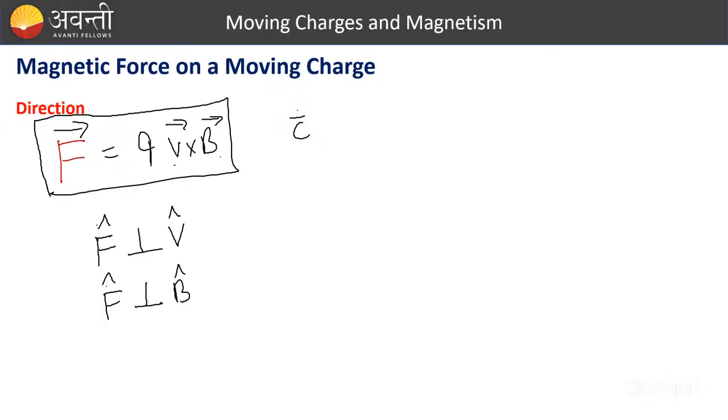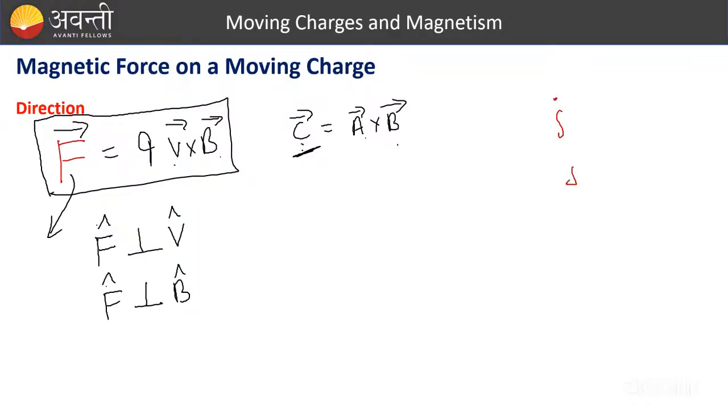If you write C vector is equal to A cross B, what does it mean? It means that vector C is perpendicular to A, and vector C is perpendicular to B. So this is how we calculate the cross product, right? So here this force will be perpendicular to velocity, and this force will be perpendicular to the magnetic field. Now in the case of the cross product, if we are given velocity in the I direction and magnetic field in the J direction, we can calculate the direction of force.